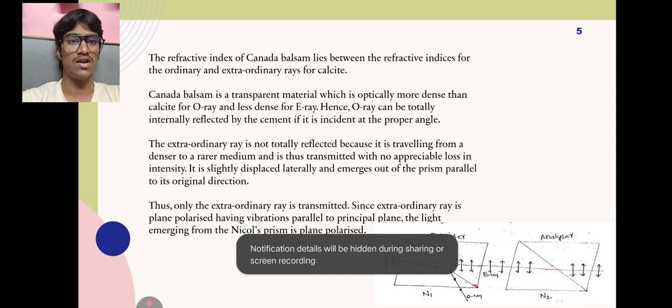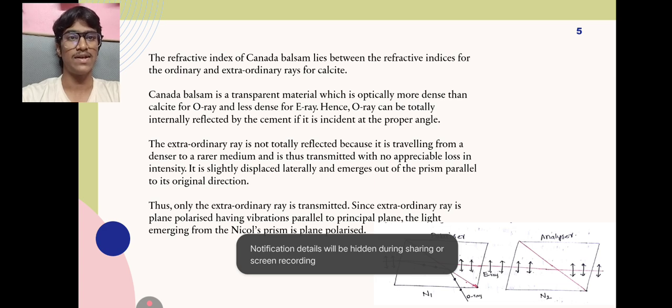The extraordinary ray is not totally reflected because it is traveling from a rarer to a denser medium, and is thus transmitted with no appreciable loss in intensity. It is slightly displaced laterally and emerges out of the prism parallel to its original direction. Thus, only the extraordinary ray is transmitted, which is plane polarized with vibrations parallel to the principal plane. The light emerging from the Nicol prism is plane polarized.